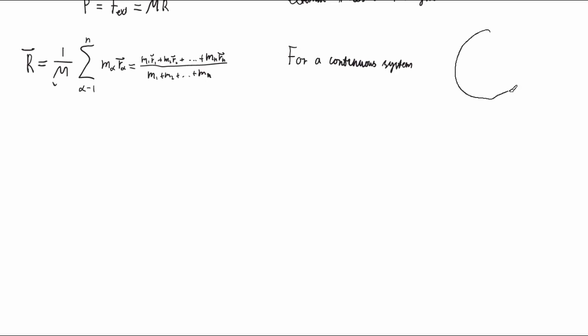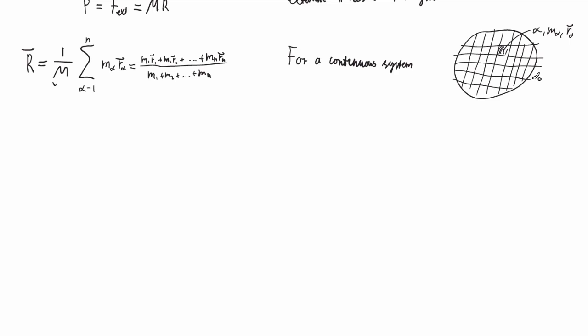So for a continuous system, that is a mass like this, we can divide it into pieces, where each piece, like this piece for instance, will be the alpha's piece. It has some mass m alpha and some position r alpha, and that varies continuously within the object. We can take this and just generalize it to an object that's being divided into smaller and smaller pieces. And when we do that, you should know that the effect of that is to take the sum and turn it into an integral.